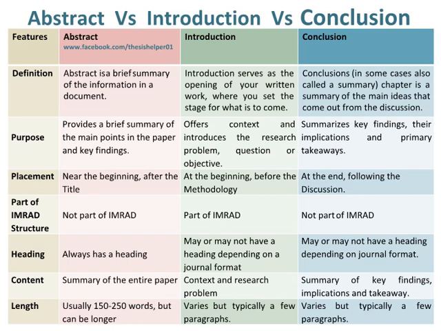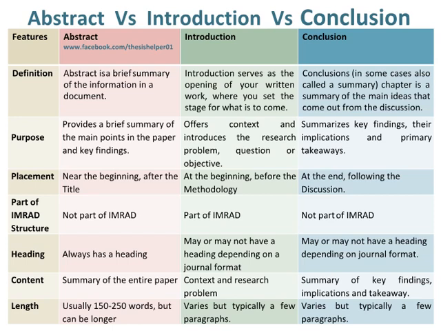Abstract always has a heading, whereas introduction may or may not have a heading depending on the journal format, whereas conclusion may or may not have a heading depending on journal format. Content of abstract is based on summary of the entire paper, whereas content of introduction is based on context and research problem, whereas content of conclusion is based on summary of key findings, implications and takeaway.